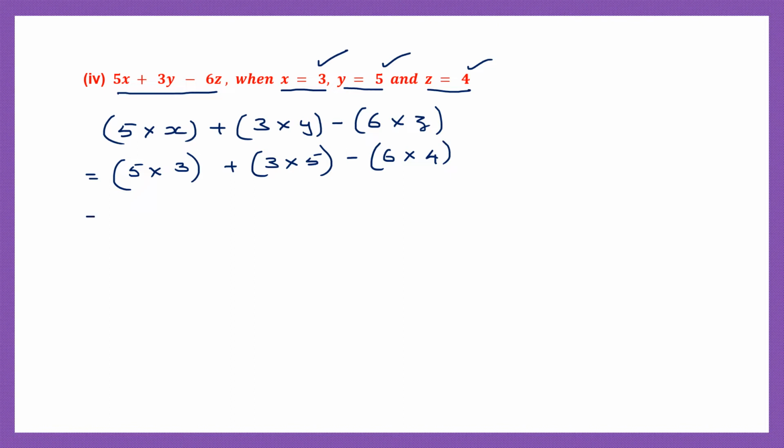Now let's open brackets. 5 threes are 15 plus again 3 fives are 15 minus 6 fours are 24. 15 plus 15 is 30. 30 minus 24 is 6. So the answer to this question is 6.